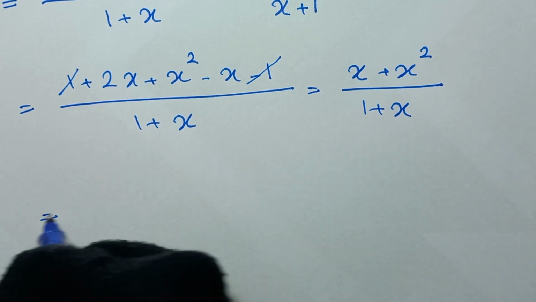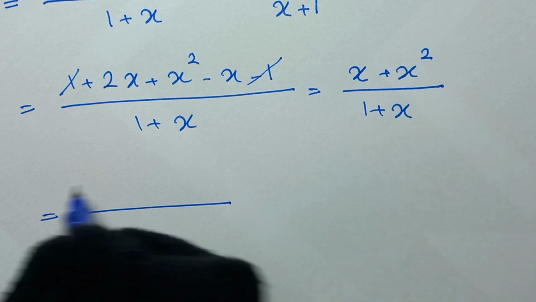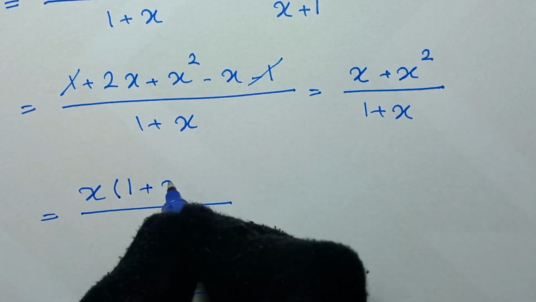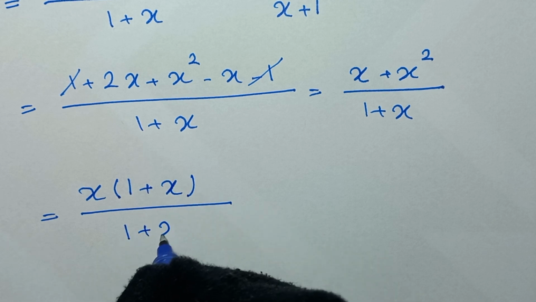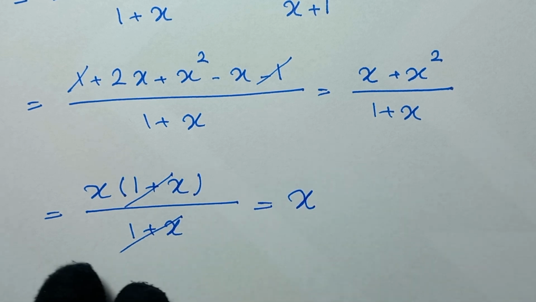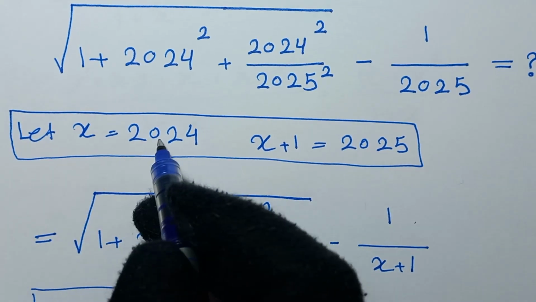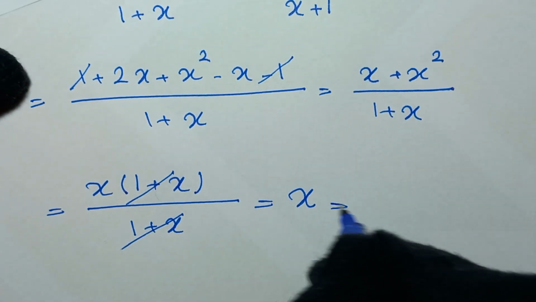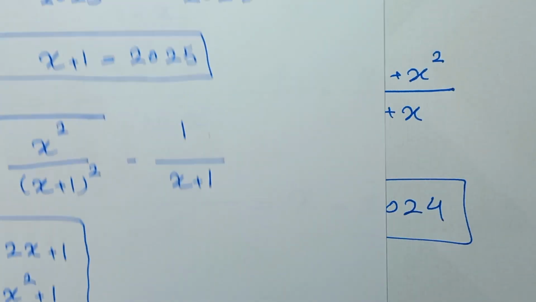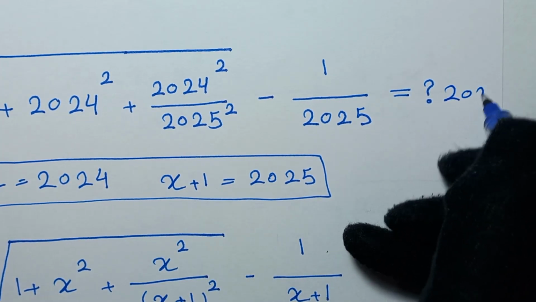And this is equal to, from x and x squared, we factor out x: this divided by x is 1, and this divided by x is x, over 1 plus x. And here, this will cancel this, and this is equal to x. And we recall here x is 2024, right? So we write this is equal to 2024, and this is our final answer. So this is equal to 2024.